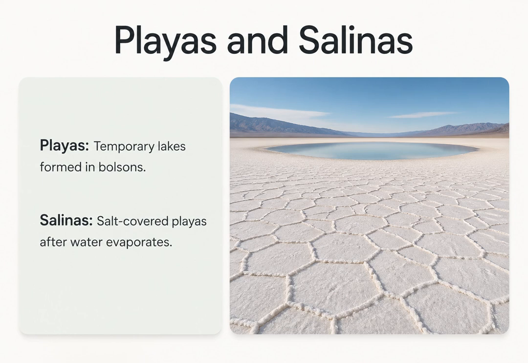Inside these bolsons, small streams flow down from the mountains and pool in the lowest part of the basin. Because there is no outlet, this water forms a temporary shallow lake called a playa. In the intense desert heat, this water quickly evaporates. When it does, it leaves behind all the dissolved minerals, creating a flat, white, salt-covered surface known as a salina.